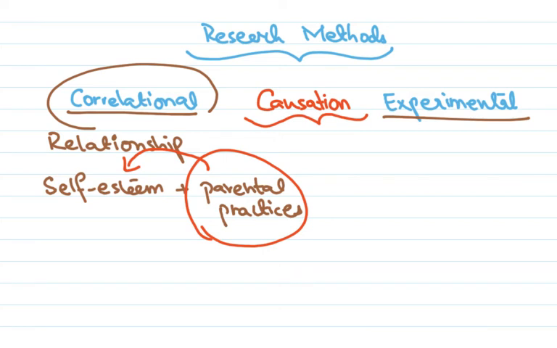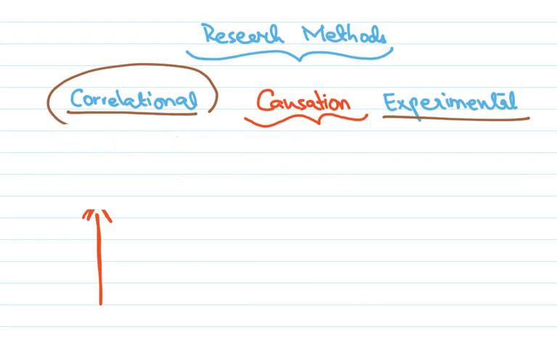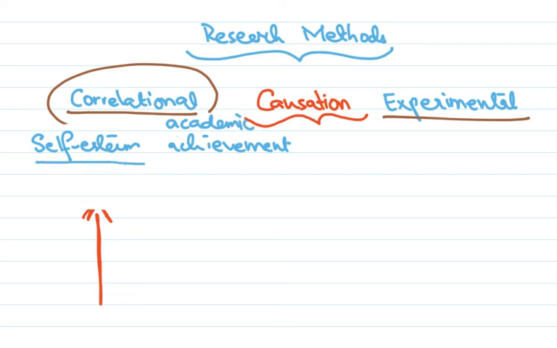You can say whether they are positively related. So if one changes, does the other change as well? That's something that you can talk about. Perhaps self-esteem and parental practice is not such a good example here. Let me revise this example. Let's suppose that you're trying to look at the relationship between self-esteem and academic achievement, so how well a person is doing in school and whether that's related to their self-esteem.